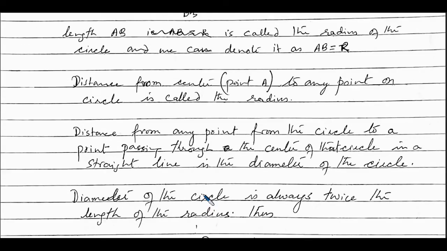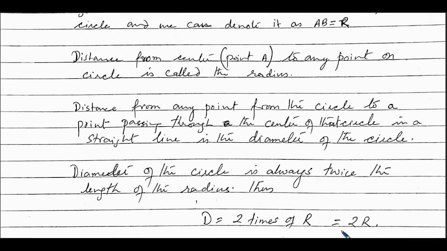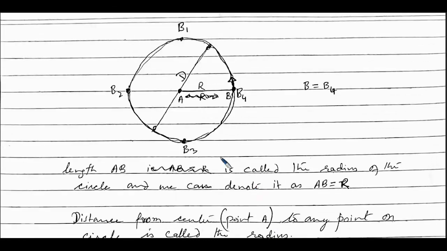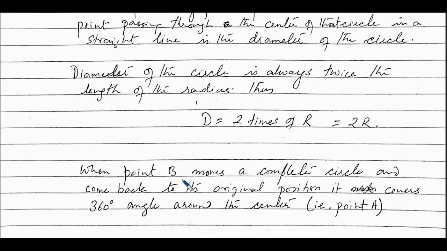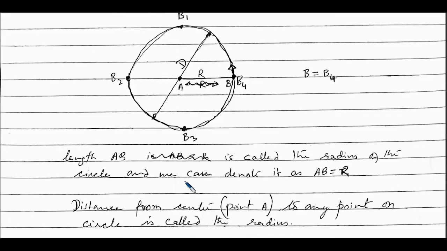Okay, so the diameter of the circle will always be equal to twice the radius. This is the radius and this is the radius. So this d is equal to 2r. When point B moves a complete circle and comes back to its original position, it covers a 360-degree angle around the center, that is point A. So from here to here, it covers 360 degrees.